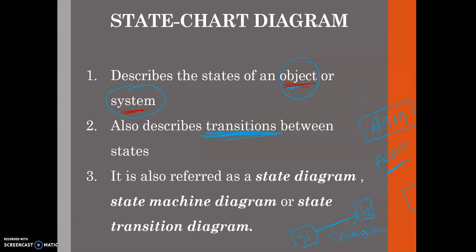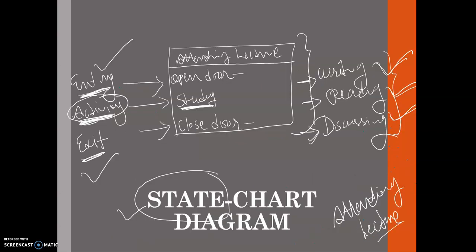It is also referred to as a state chart, or state diagram, or state machine diagram, or state transition diagram. These are the different names of the state chart diagram. So this is just a brief introduction about the state chart diagram. We will talk more in the next part. We will discuss different examples to understand, and also we will talk about the different elements of the state chart diagram so we can draw it, right? So that's about the state chart diagram.